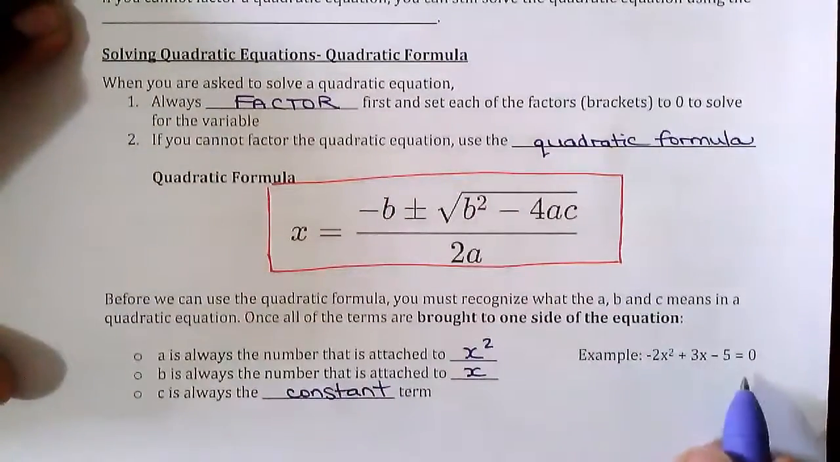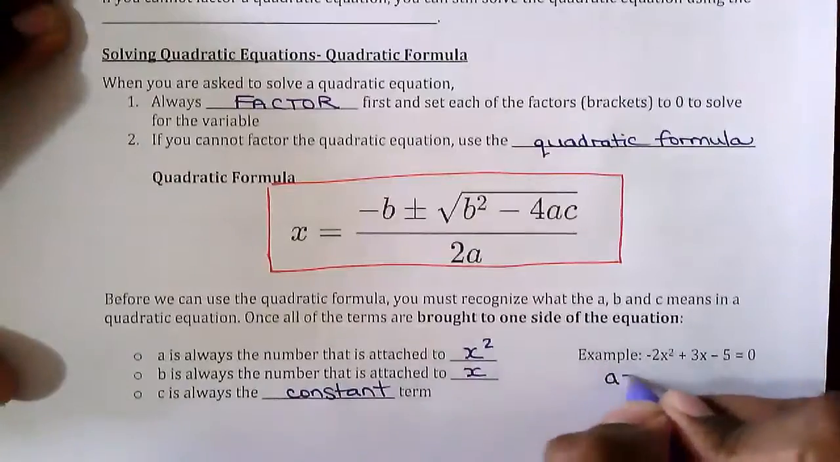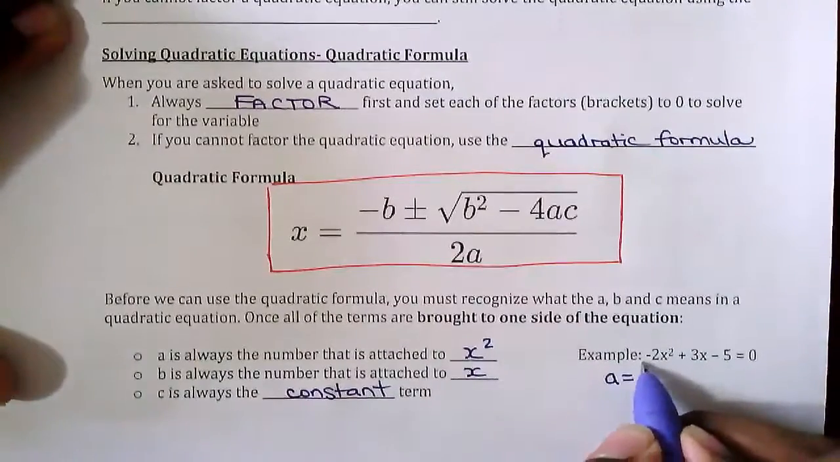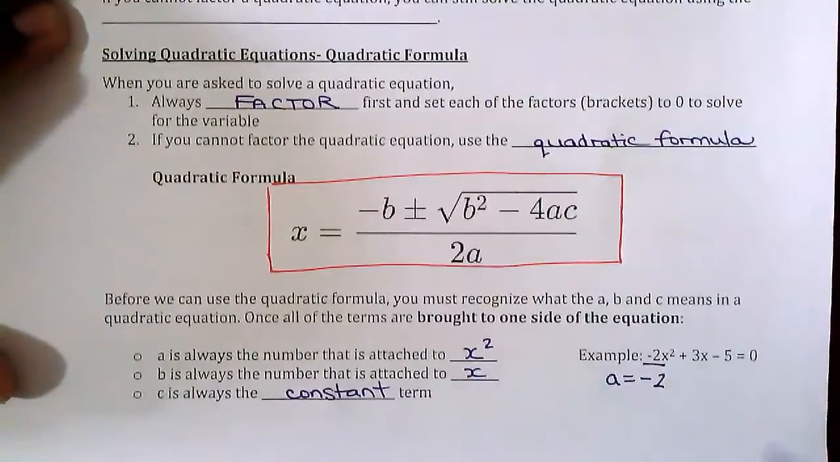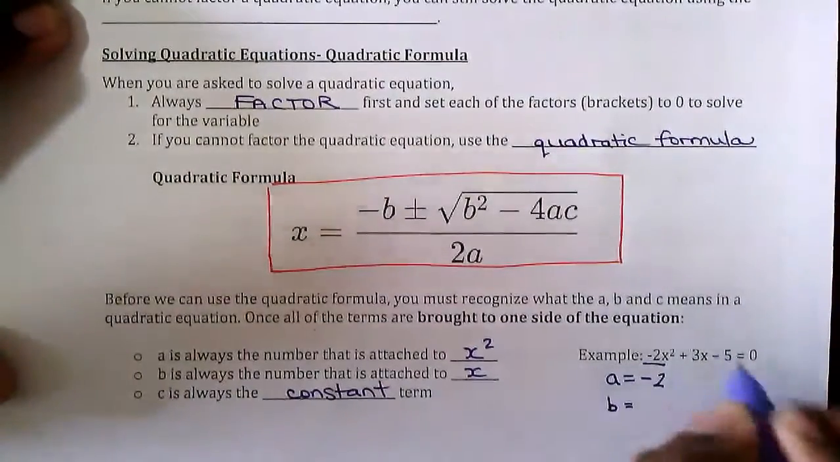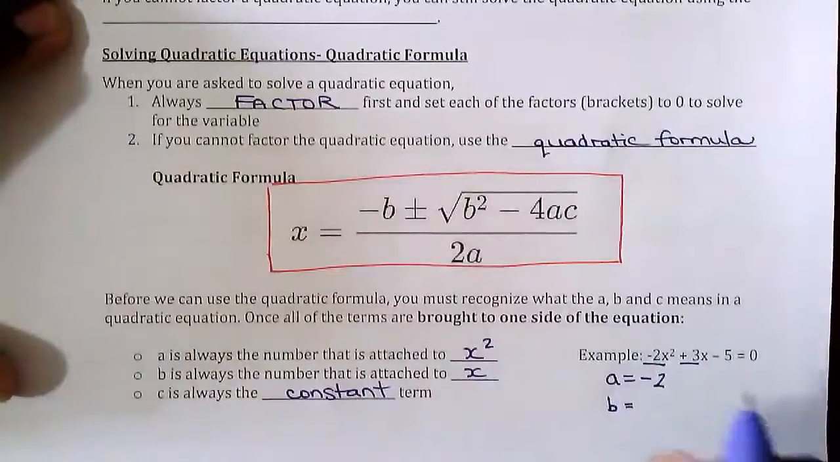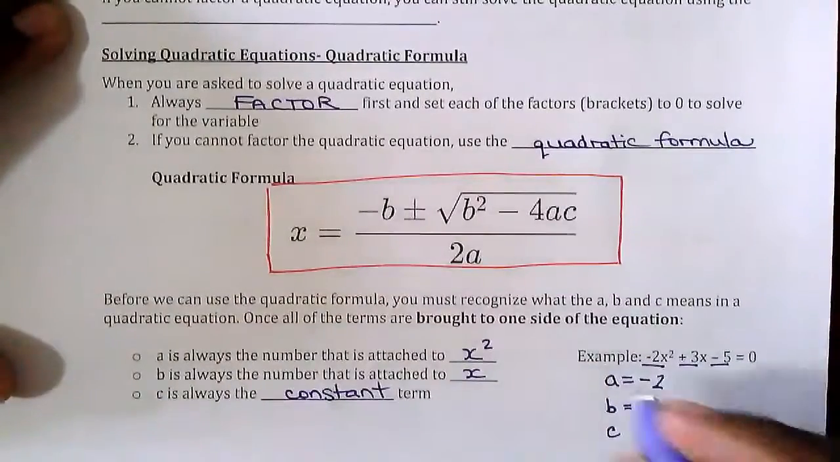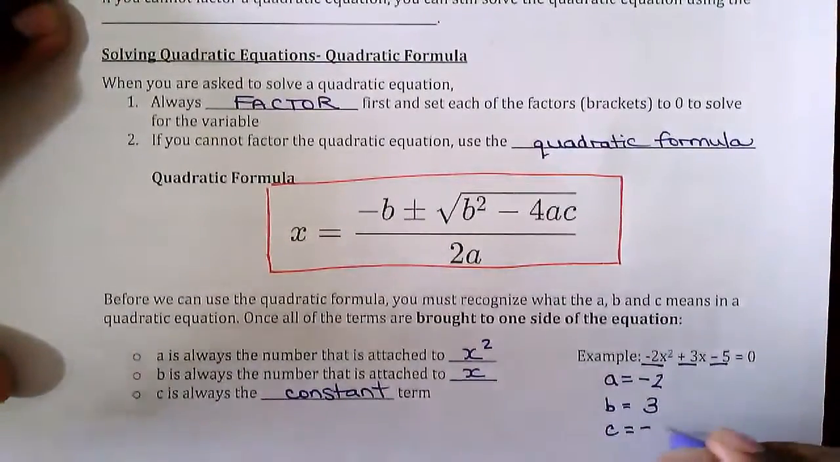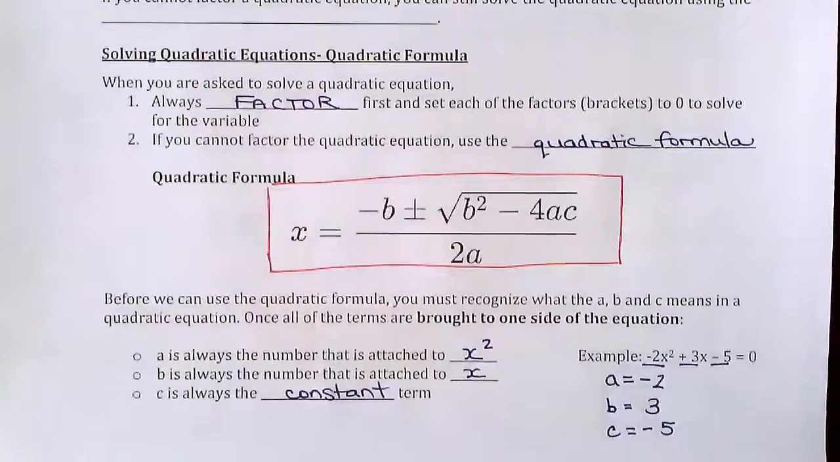So taking a look here, what would the a value be? Well, whatever is attached to the x squared, which is not 2, but negative 2. So don't forget the signs. The b value is whatever is attached to the x. Here it's 3, or positive 3. And the c value is the constant term, which is negative 5. So again, don't forget the sign.